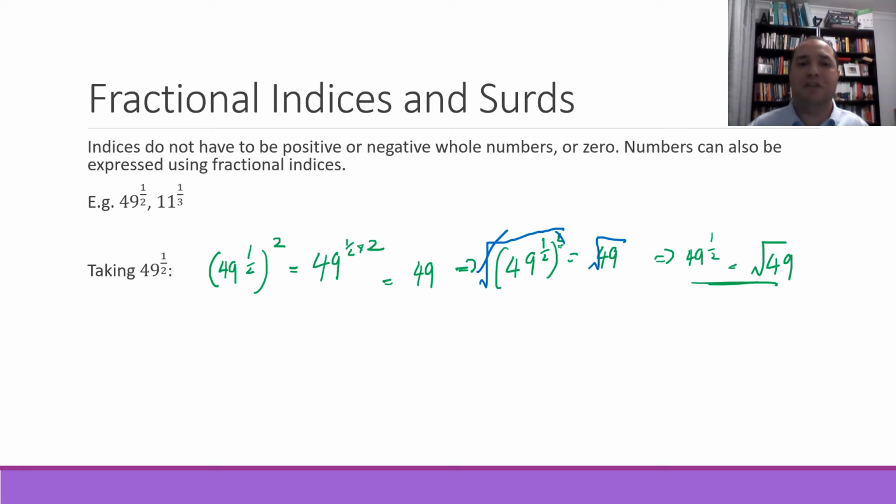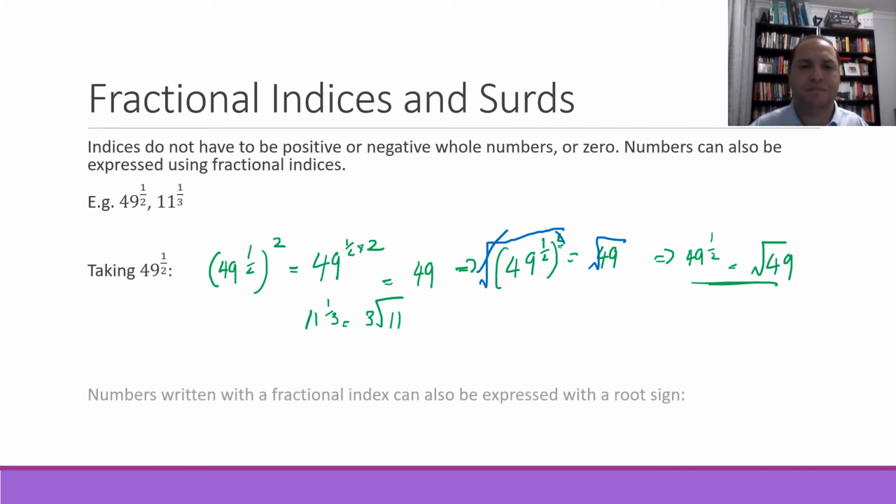And the same sort of thing is true for 11 to the power of 1/3. 11 to the 1/3 actually equals the cube root of 11. So numbers written with a fractional index can also be expressed with a root sign, just like our square root or our cube root. So our rule there is a to the 1/m equals the mth root of our value a. Just like 11 to the 1/3 is the cube root of 11.